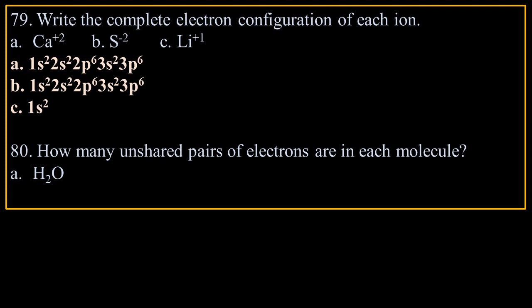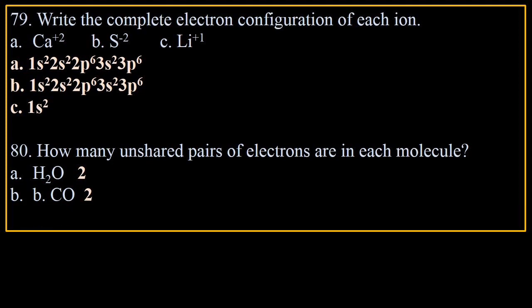It was kind of a typo, but how many unshared pairs of electrons are in each molecule? That's very interesting. Water is going to be two pairs. If you want to draw that out, that might be helpful. So it'll be two pairs. And then which is the next molecule? Carbon monoxide. You're going to have to draw that one out. Probably two pairs. Yes, two pairs makes sense.